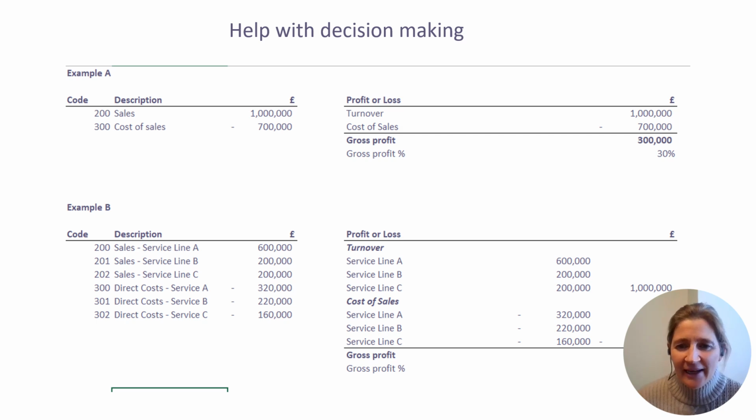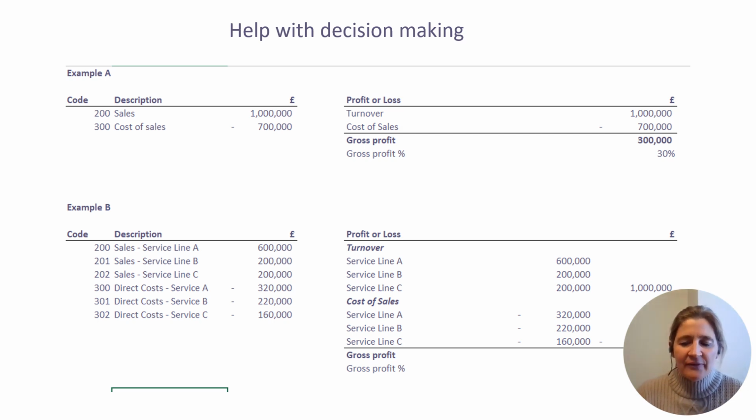So service line B, on the face of it, is losing you money, which is obviously not a good thing, unless you look at the context of this. It could be that it's a new service, and you're investing more now, but it will be more profitable in the future. Nonetheless, you've got the ability to have a look and further analyse. And then service line C, we've got 40,000 profit there.